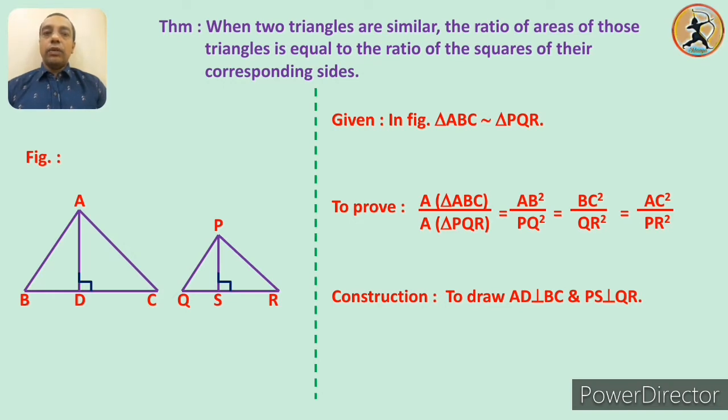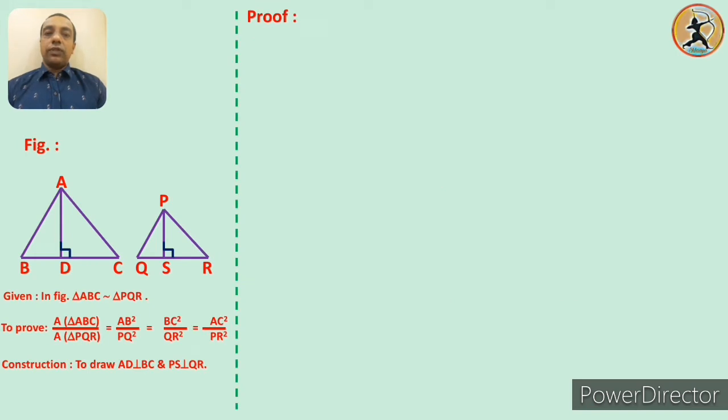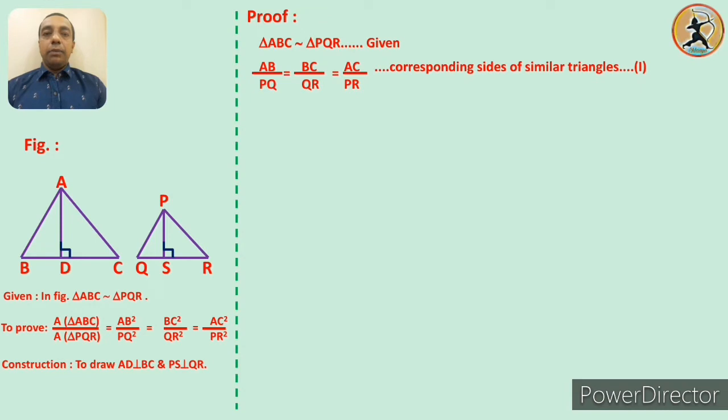So this will be the given, to prove and construction. Let us now move to the proof of this theorem. First of all, consider the given information. What is the given information? Triangle ABC is similar to triangle PQR. All of you know that if two triangles are similar, then their corresponding sides are in proportion and corresponding angles are equal. So here, if triangle ABC is similar to triangle PQR, then we can write that their corresponding sides are in proportion. It means the next statement will be AB upon PQ is equal to BC upon QR is equal to AC upon PR.